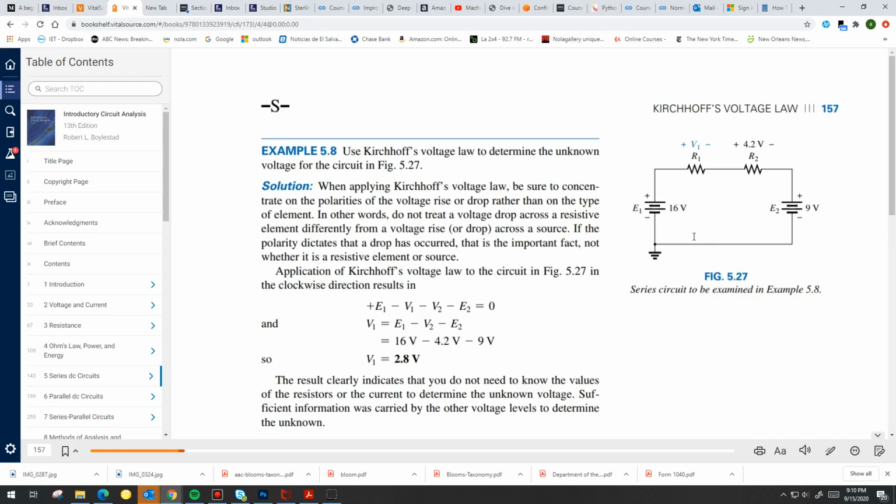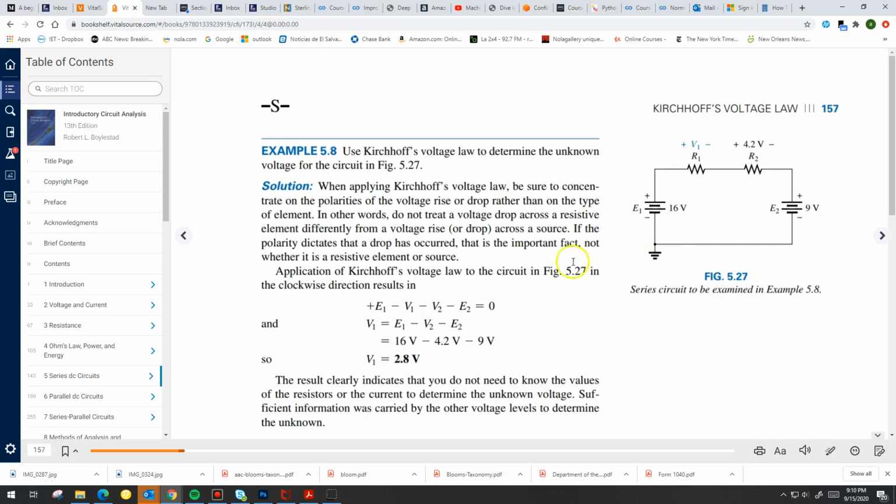So if I start, and remember, as long as you're consistent, I can go in any direction. I can go clockwise, or I can go counterclockwise. In either case, the results should be the same. That's the important thing to remember. Okay, so if I go from ground in a clockwise direction, right?